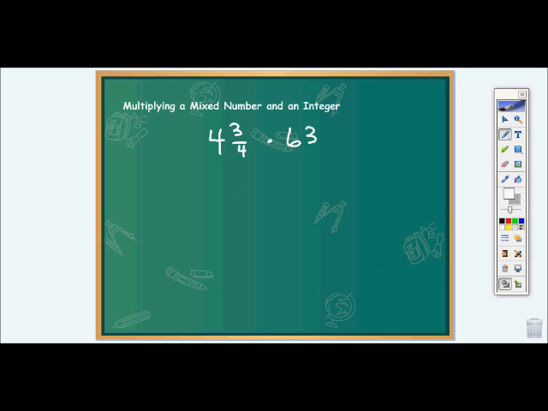Moving on, here we go ahead with a mixed number. Whenever we see mixed numbers, we want to change those into improper fractions. So 4 times 4 is 16. And then 16 plus 3 is going to give me 19. So I have 19/4. Make that one better. 19/4. And I'm going to multiply that by 63. Now 63 is not in fraction form either. So I'm going to change it to 63 over 1.